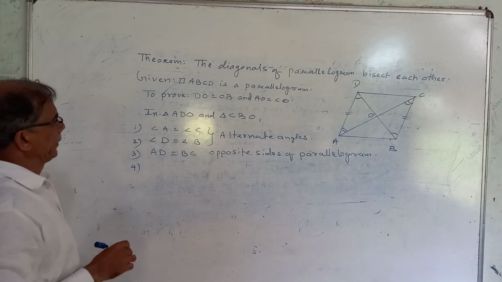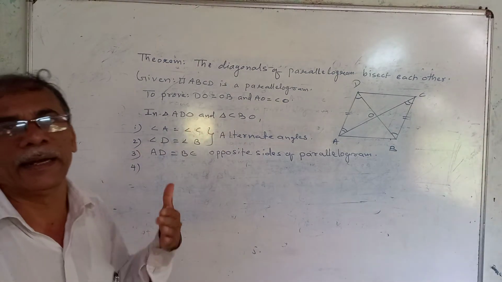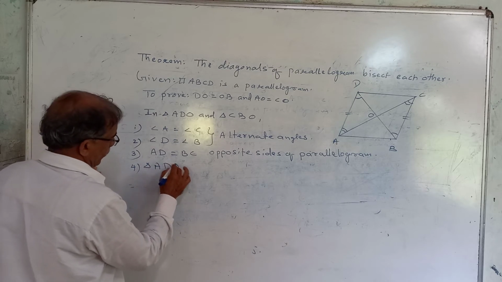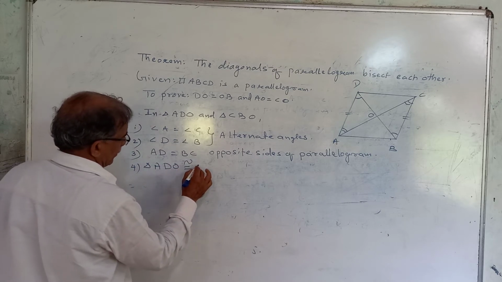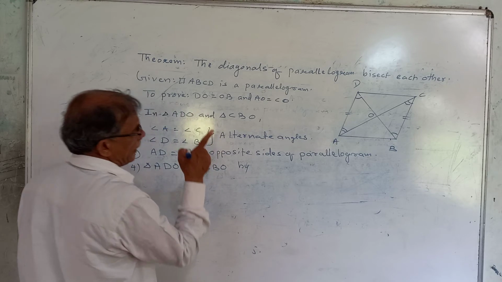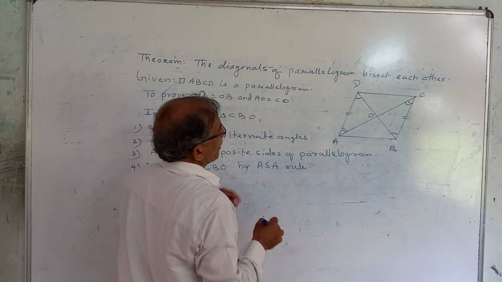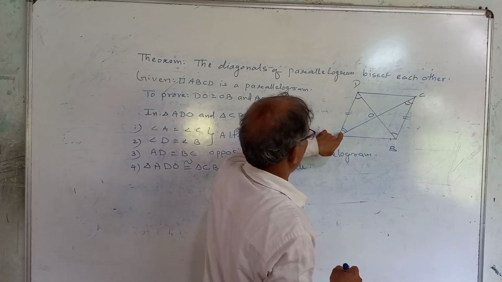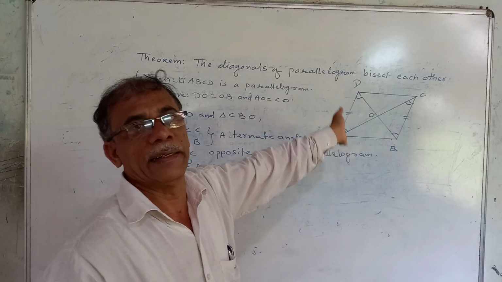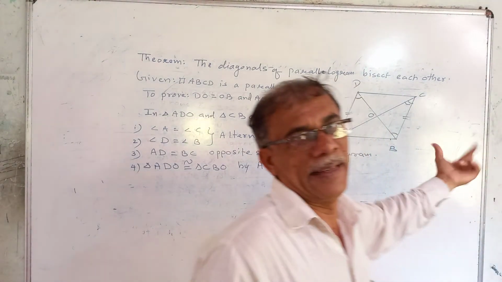Now, three parts of one triangle are equal to three corresponding parts of another triangle. We can write two triangles are common, and therefore triangle ABO congruent to triangle CBO by which rule? Angle side angle, ASA. Two angles and the side between them of one triangle are equal to corresponding two angles and the side included by them of another triangle. Triangles are congruent.